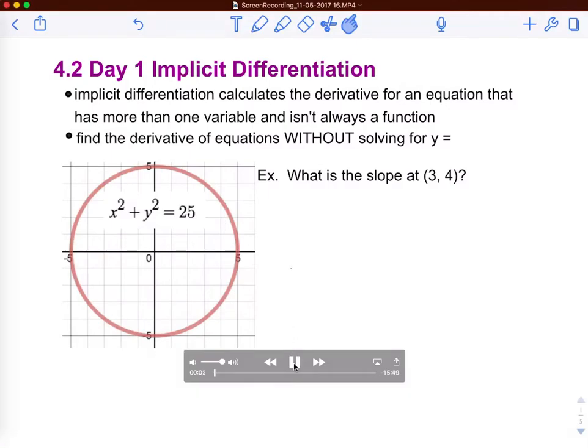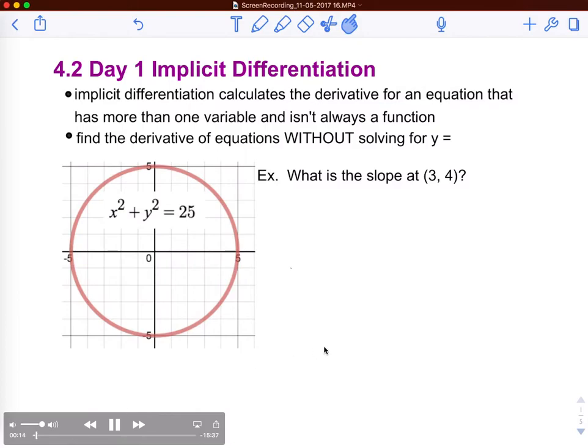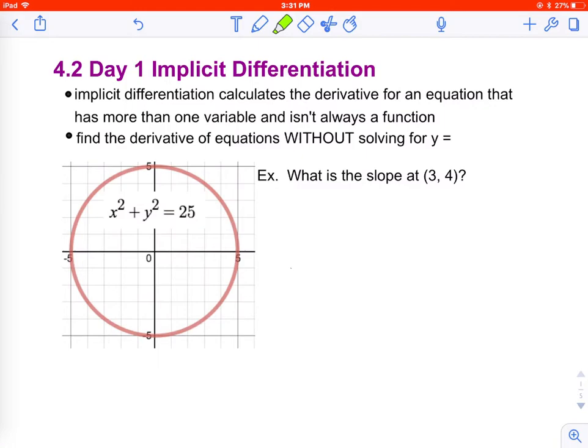This is the lesson video for 4-2 Day 1. For 4-2 Day 1, you're going to add another tool to what you're able to do with derivatives. And the goal with 4-2 Day 1, or this implicit differentiation that we're going to work on, is how to calculate the derivative for an equation that has more than one variable, and maybe isn't even a function to begin with. We want to be able to find the derivative without having to get it into y equals form and applying the ideas that we've used so far.